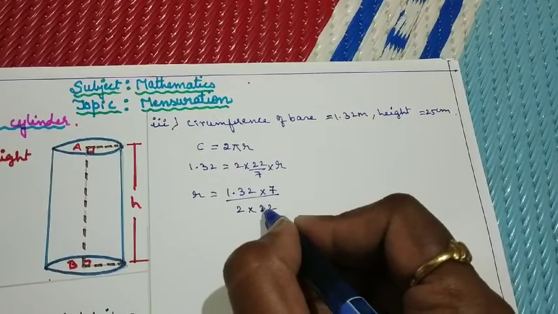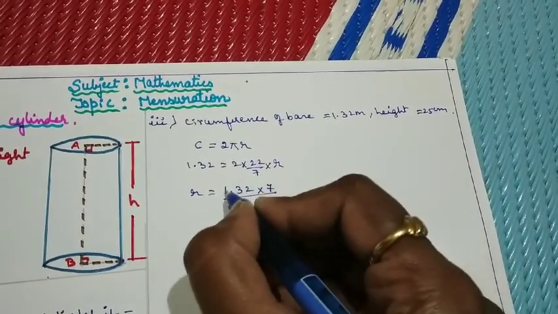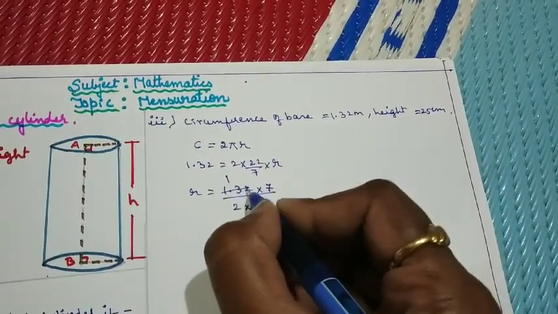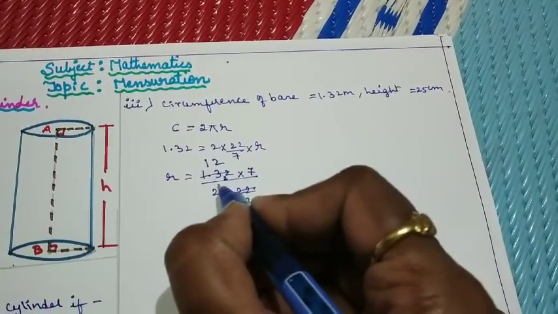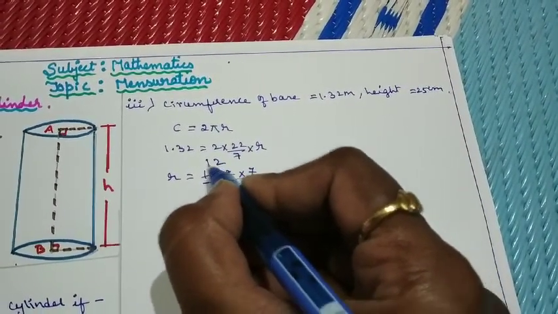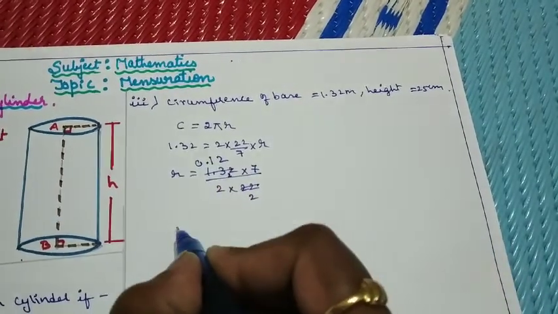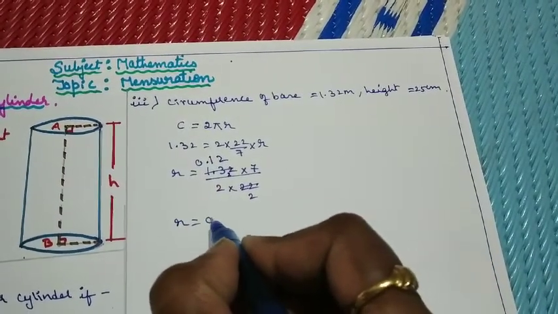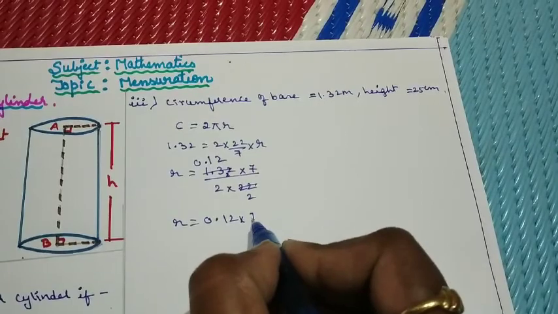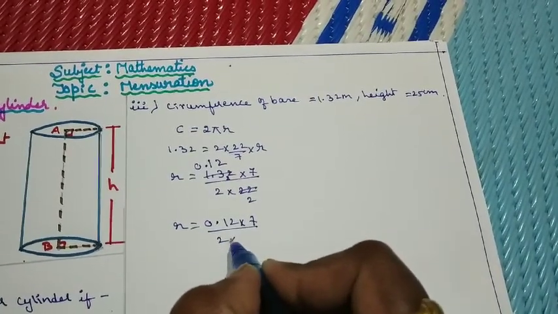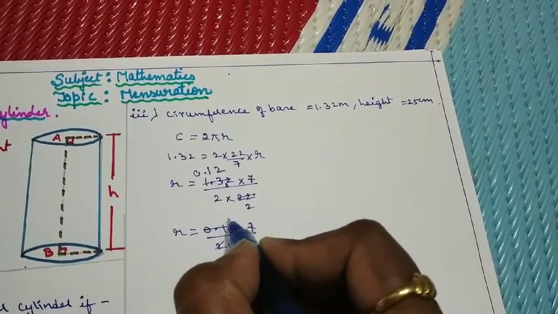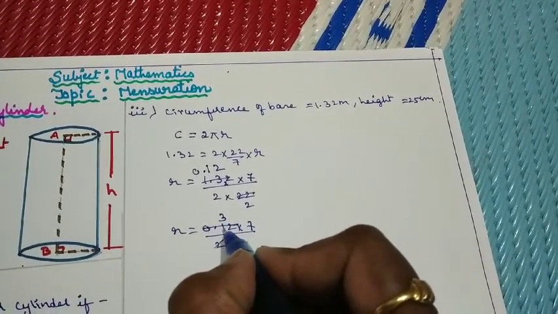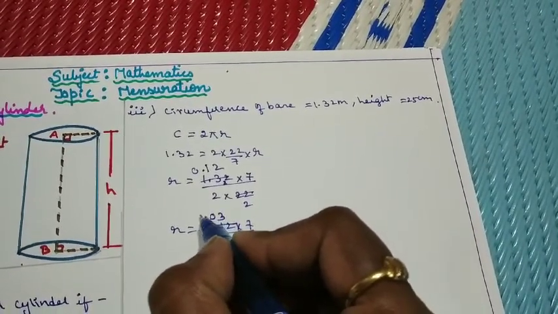Then further cancellation: 11 2s are 22, 11 1s are 11, 2 remains. 11 2s are 22, but after the point we have two digits, so 0.12. So r equals 0.12 into 7 divided by 2 into 2. 2 2s are 4, therefore 4 3s are 12. After the point we have two digits, so 0.03.